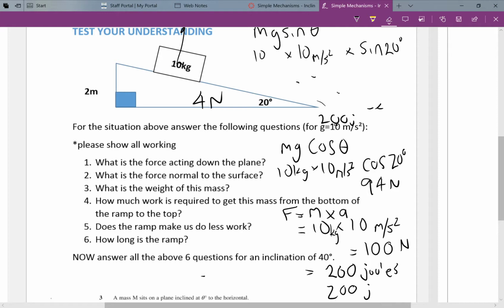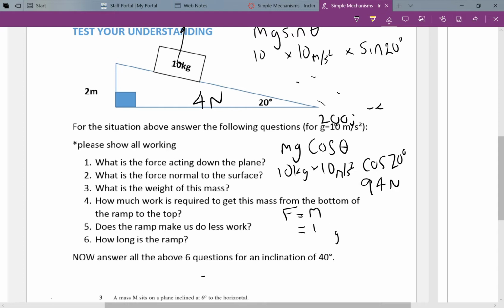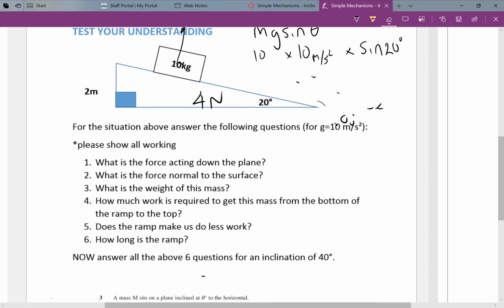So same working out. The amount of work is always the same because you're moving the weight through a 2 meter height. So we use 200 joules, that remains the same. A steeper ramp is the same amount of work, because the ramp doesn't change the amount of work, but because the ramp is steeper, there's just a little bit more force required, or quite a bit more force required to overcome the force acting down the ramp.